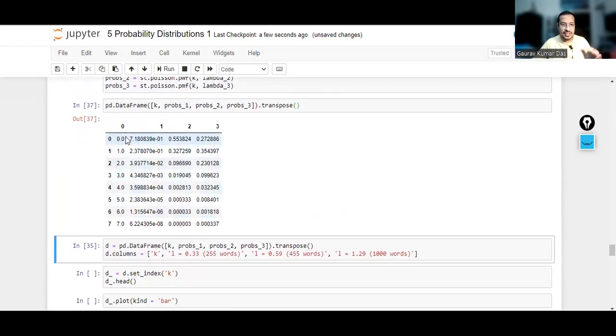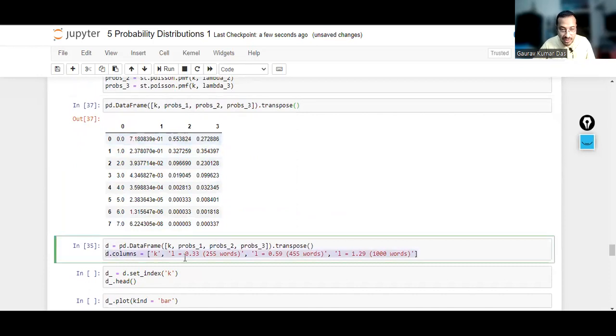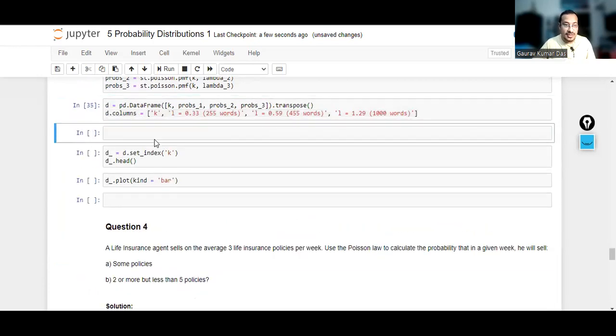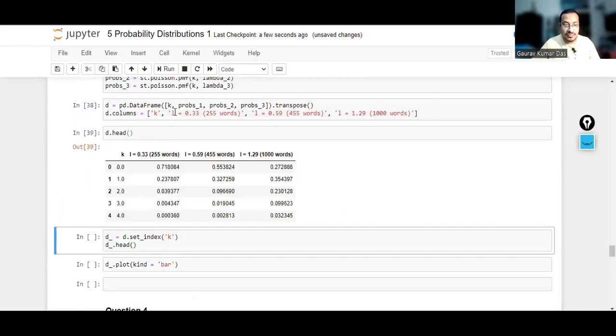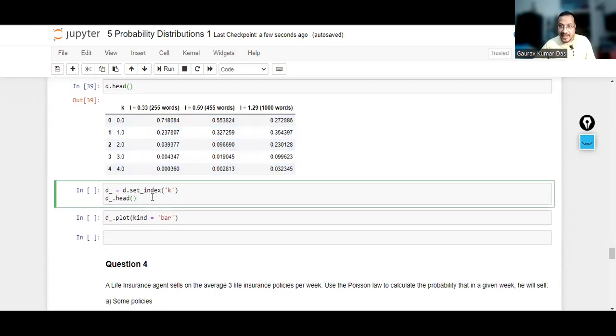Now I have this. Okay, this is our k values. These are the probabilities with respect to lambda 1, with respect to lambda 2, with respect to lambda 3. That's why I'm specifying all the column names here. Okay, right? So once I do this, let's look at the k value. This is lambda is equal to 0.33, this is 455 words, this is 1000 words. Ultimately, this is probability, guys. Okay, this is probability only, just with respect to lambda, which is 0.33.